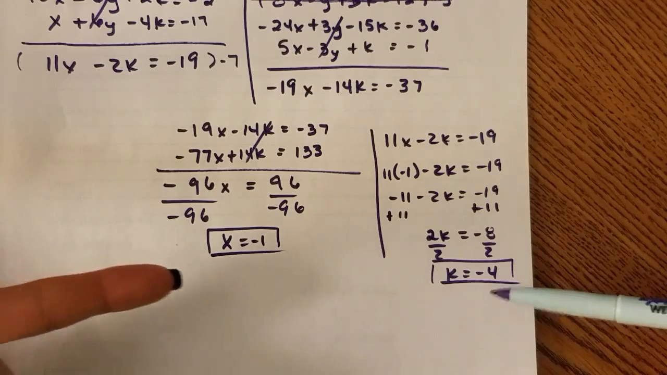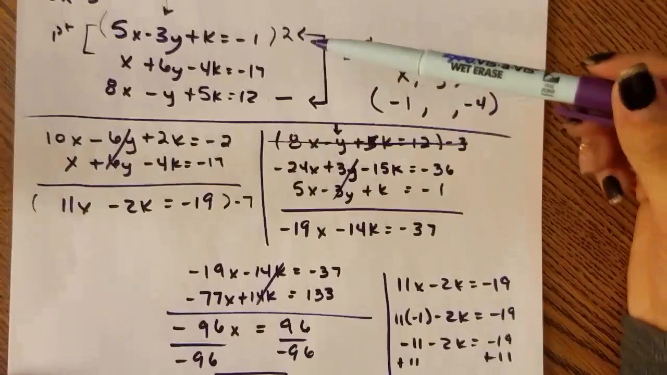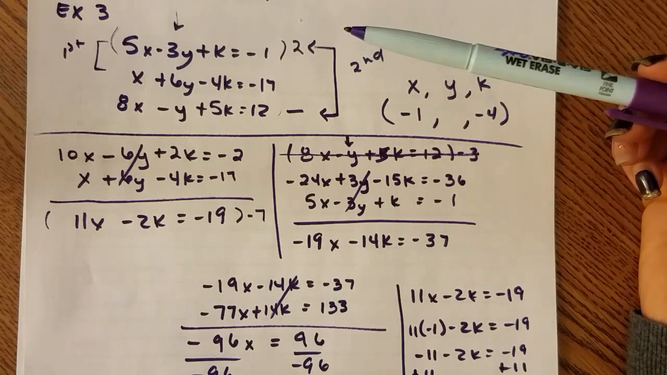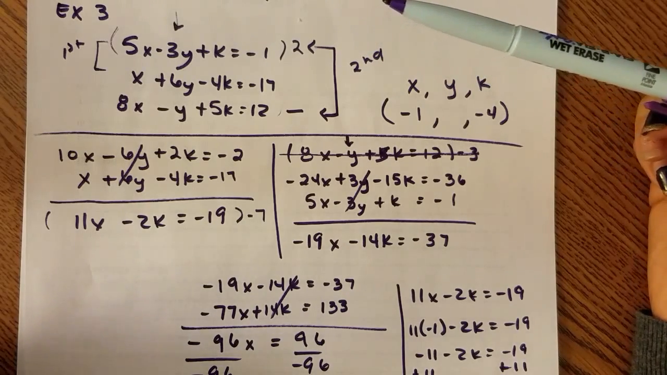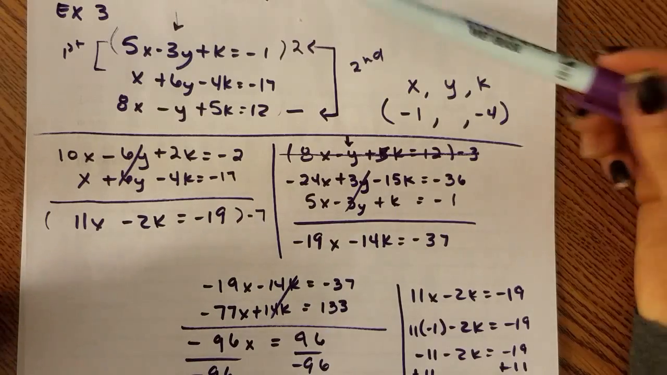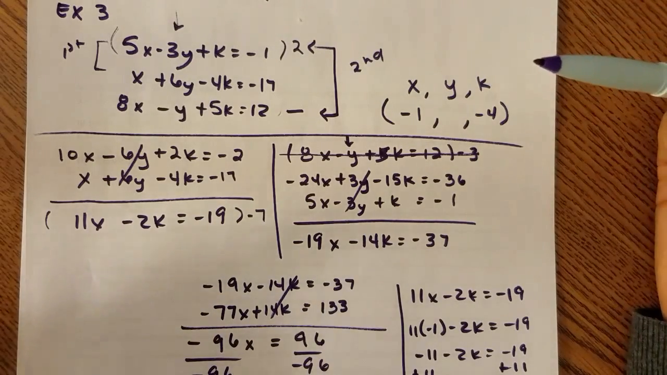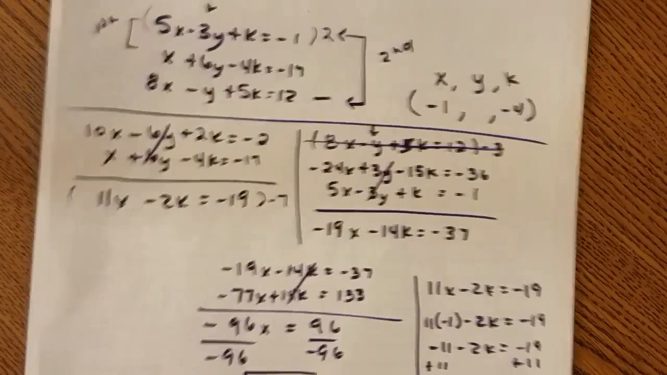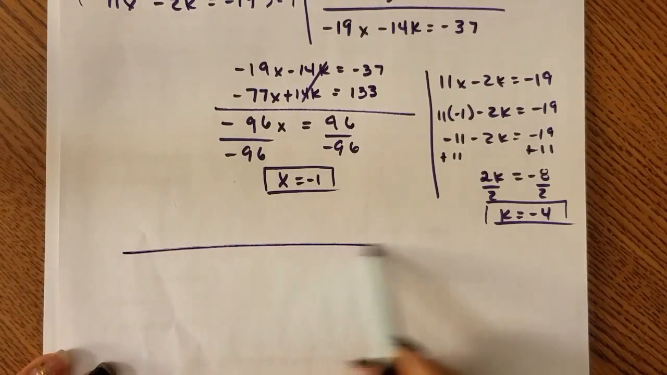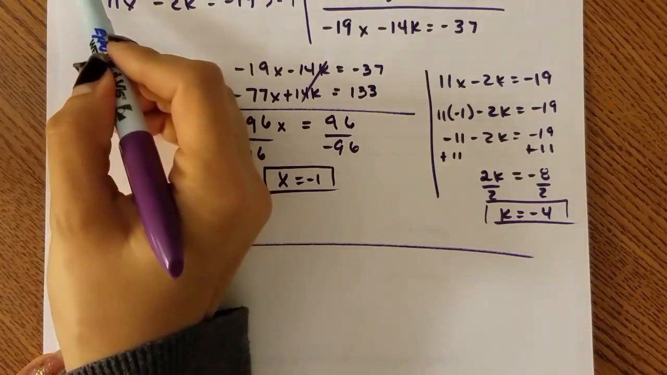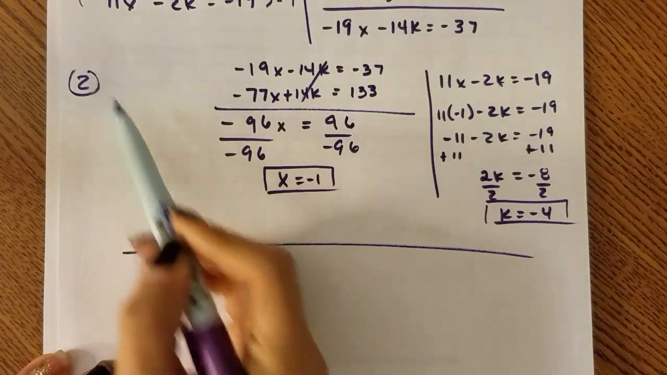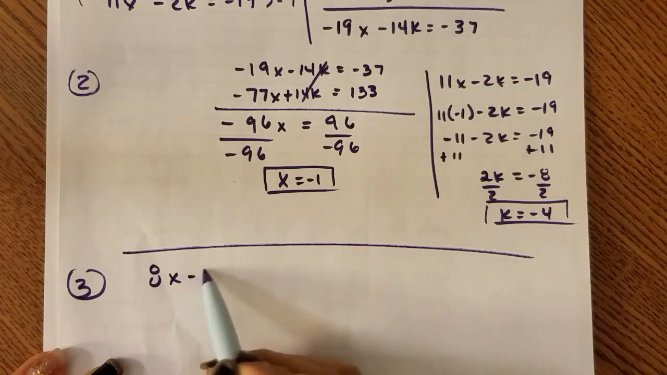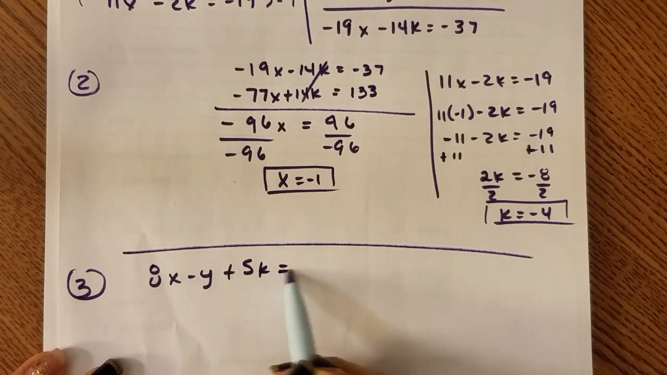So now I need to plug these 2 into one of our original equations up here. It doesn't matter which one, but you want to keep in mind what you're solving for. So I'm solving for y. So pick whichever one you think is going to be easier for you to solve for. I'm going to plug it into this one so I don't really have to divide by anything in the end. So for step 3, this was step 1 over here, this was step 2 over here, step 3 here. I'm going to use 8x minus y plus 5k is equal to 12.